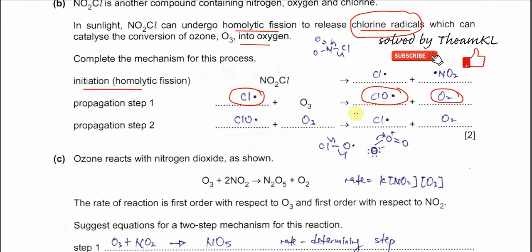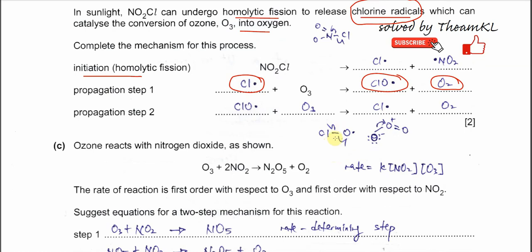And this ClO radical will further react with the ozone and reform the chlorine radical. So when this ClO radical approaches another ozone, the ClO will undergo homolytic fission, and one electron will move to chlorine to form back the chlorine radical, and one electron will move to this oxygen to form an oxygen atom, and this O-O bond breaks, so this electron moves to these oxygens with positive charge to form the O2 right here, and these two oxygens will form another oxygen molecule. So that's why it will form two O2 here.